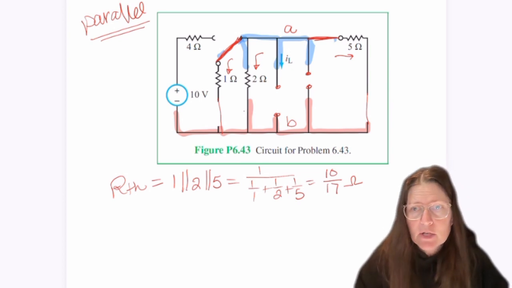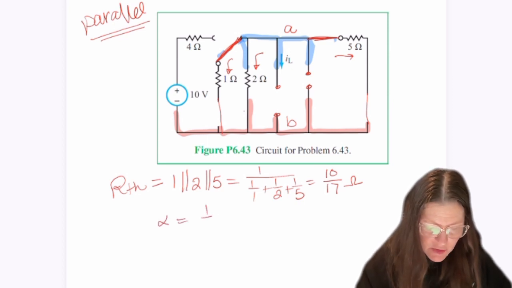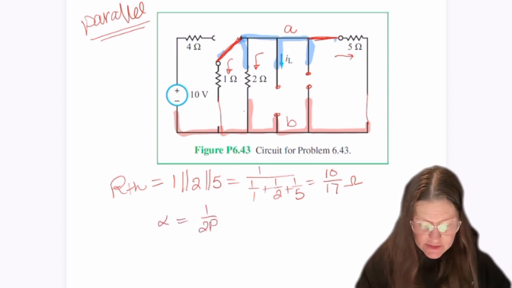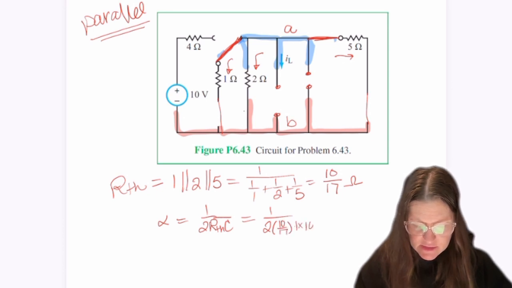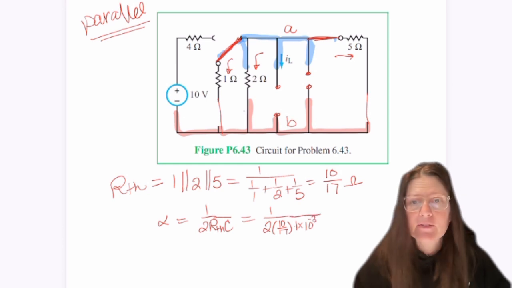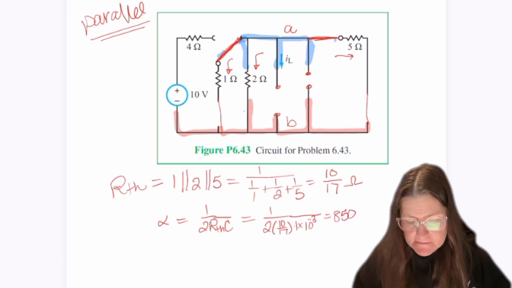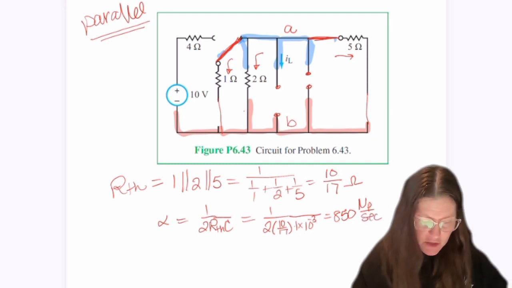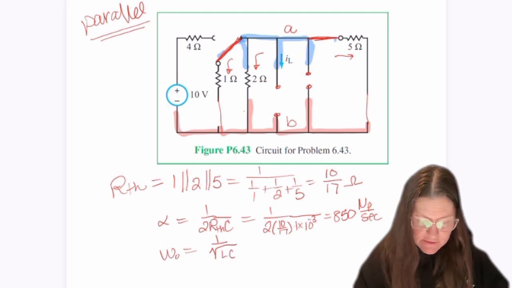And so from here now we can do alpha. The alpha for parallel is 1 over 2 RTH C. And so this will give a value of 1 over 2 times 10 over 17 times 1 times 10 to the minus third for 1 millifarad for the C. And we get an alpha of 850 nepers per second. And then for omega naught, we're going to take 1 over the square root of LC.